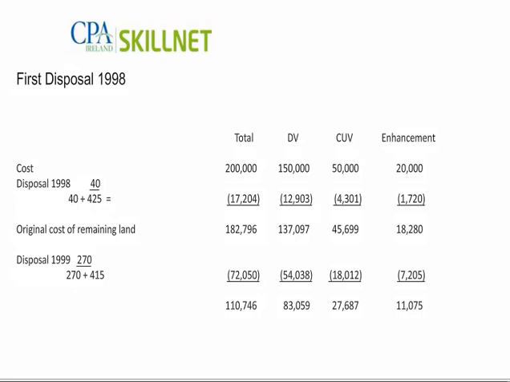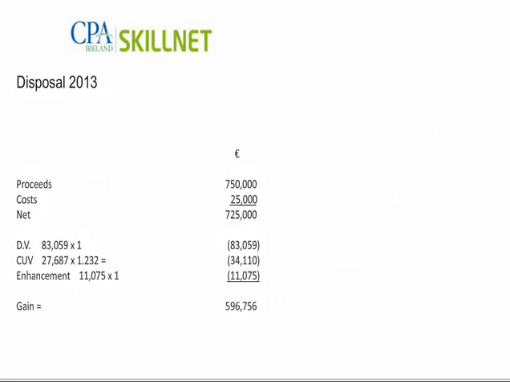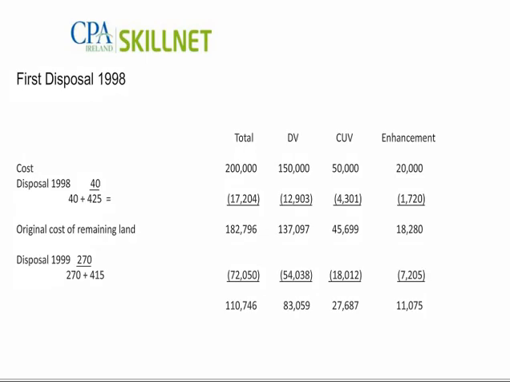And now, what are you left with? Well, the rest of the land is going to go in 2013. And for that rest of that land, its original cost value or base cost left is 110,746. And we get to the final computation, disposal in 2013: you get 750,000, costs of 25,000 away, take that from us, that leaves you 725.